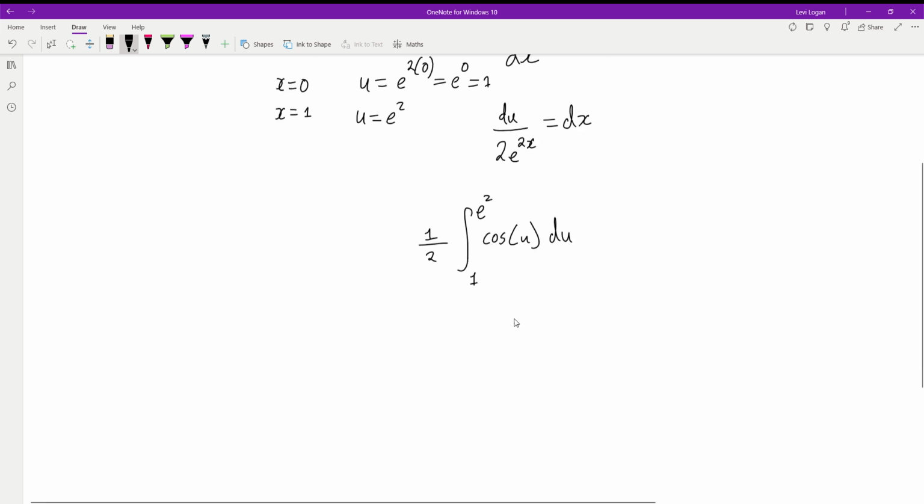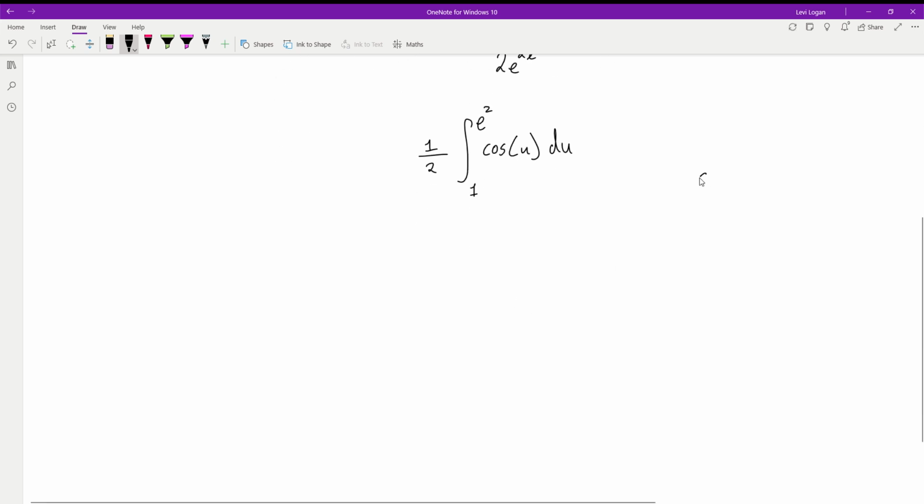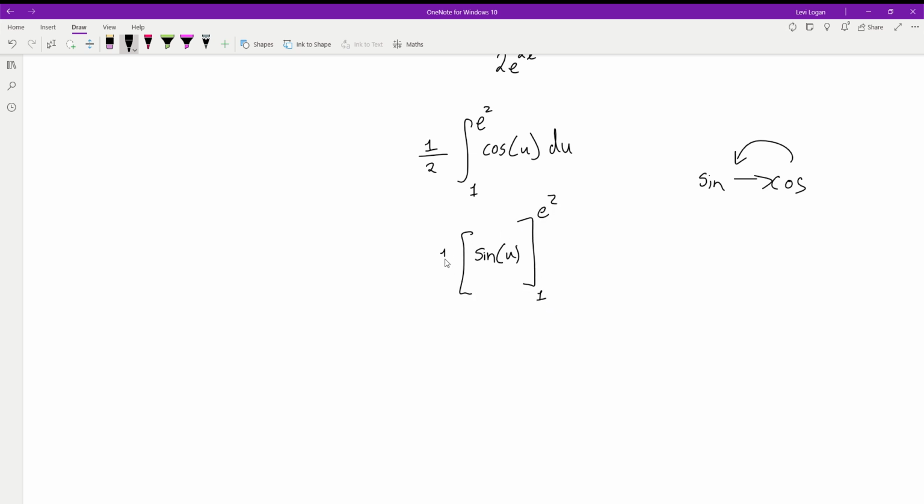Now all we've got to do is integrate this. So if we differentiated sine, it would turn into cos. So therefore for integrating, we go backwards. So it's going to be sine. So what we have here is sine of u. And since there's no inside function, we don't need to divide by any derivative. So this is going to be sine of u with our bounds here. And then we have this half still at the front.